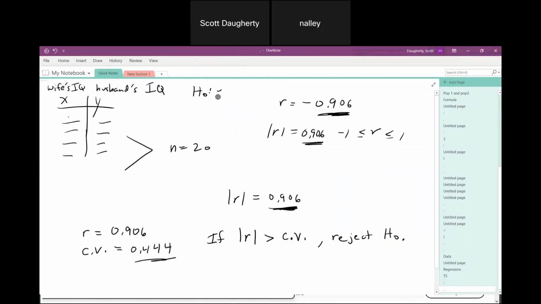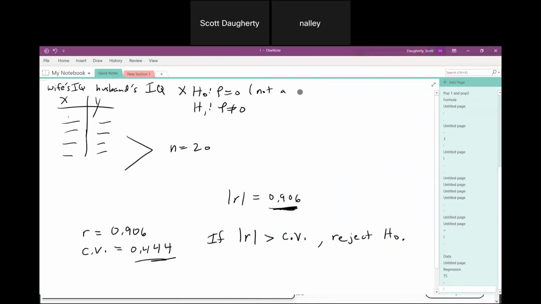which I didn't write down, but so you're rejecting this here, right? And remember, this means there's not a linear correlation. So it means there is a linear correlation.